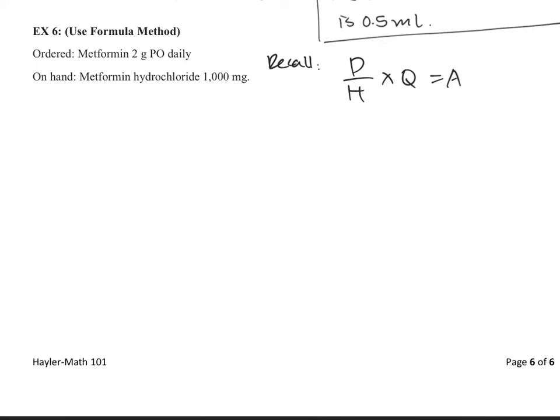So, what do we have as our order? The order is metformin 2 grams, and then we have on hand 1,000 milligrams. So as usual, we need to figure out the desired dosage. And to do that, we need to make sure that these are in the right units together. If not, we'll have to convert. So they are not. This is milligrams down here and grams up here.